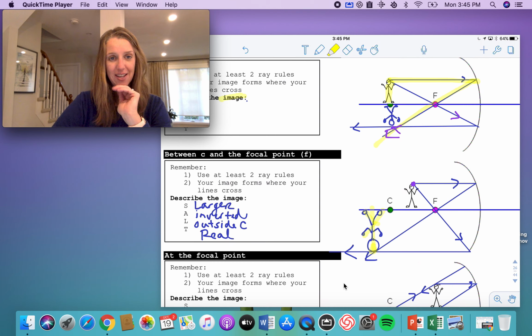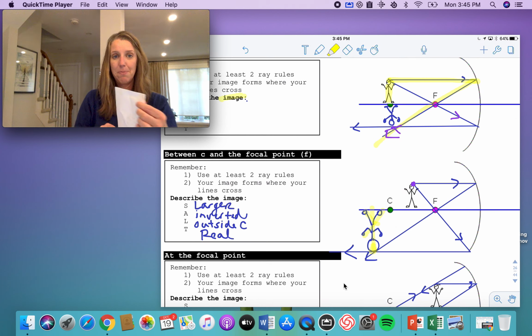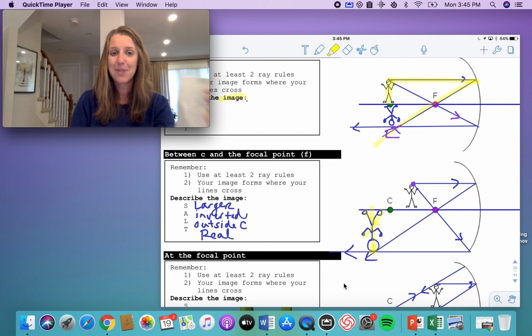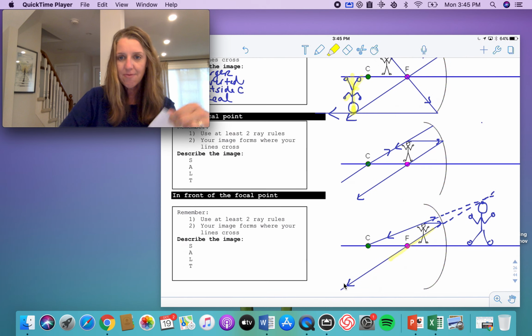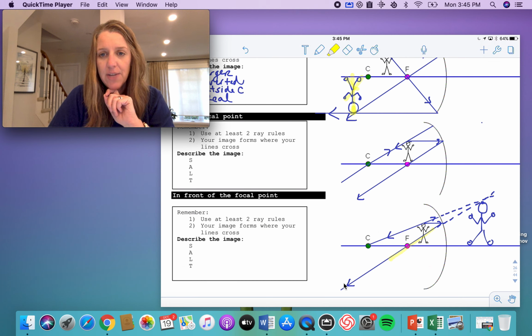It's real because it is focused in front of the mirror, and I could capture that image on a piece of paper or a screen. And honestly, you just hold the piece of paper up and you can actually see it, and you can see that that's going to be upside down. All right, last option. Oh no, sorry, two options. What if our object is at the focal point? Okay, can you see right there? What's going to happen? A light ray that goes parallel gets reflected through the focal point.